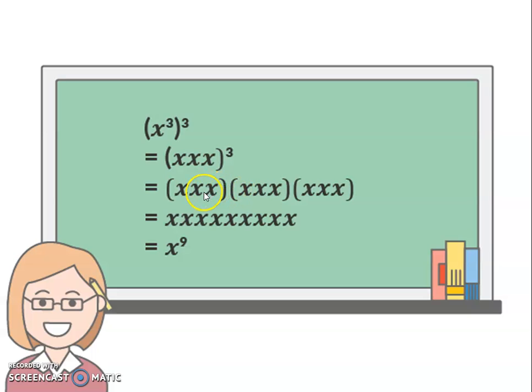So we derive how many x? 1, 2, 3, 4, 5, 6, 7, 8, 9. That equals x raised to 9. Directly using the law of exponent, we directly derive the answer: (x raised to 3) bracket raised to 3 is obviously x raised to 9.